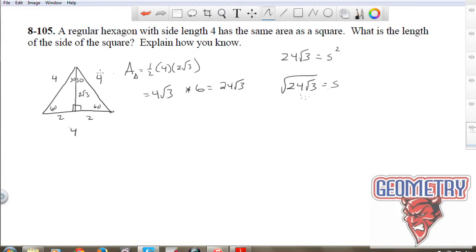But nevertheless, we found the area of one of these triangles in the hexagon. We took the area of that triangle and multiplied it by 6 because there are 6 of these triangles in the hexagon, to get the area of the hexagon. We set that area equal to the side squared, which is the area of the square, and then took a square root on both sides to get that length.